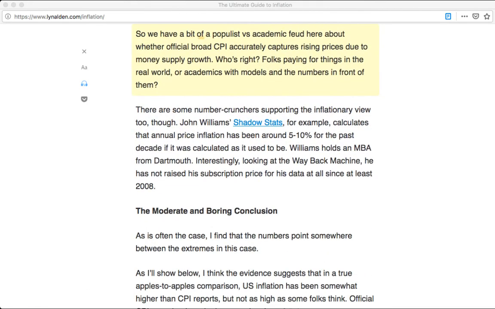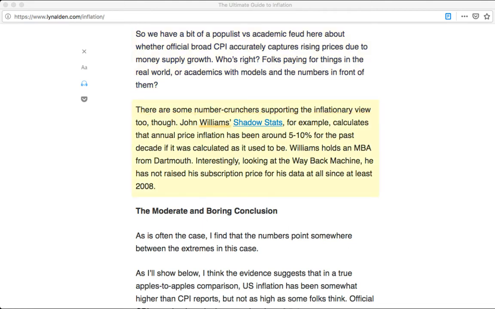So we have a bit of a populist versus academic feud here about whether official broad CPI accurately captures rising prices due to money supply growth. Who's right? Folks paying for things in the real world, or academics with models and the numbers in front of them? There are some number crunchers supporting the inflationary view too, though.